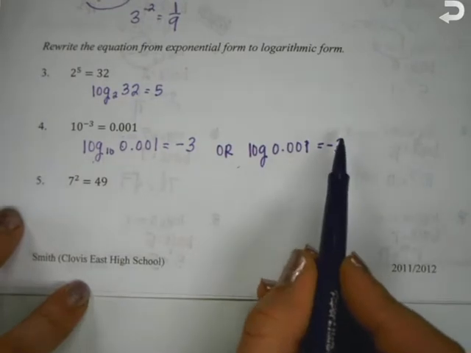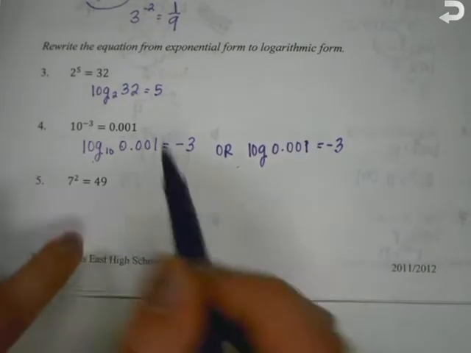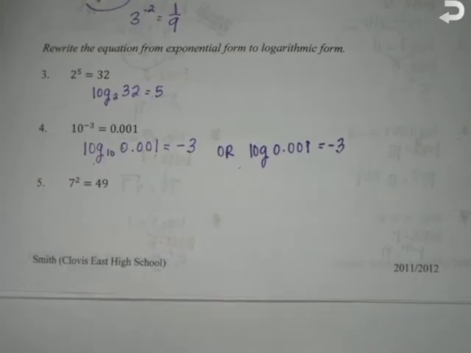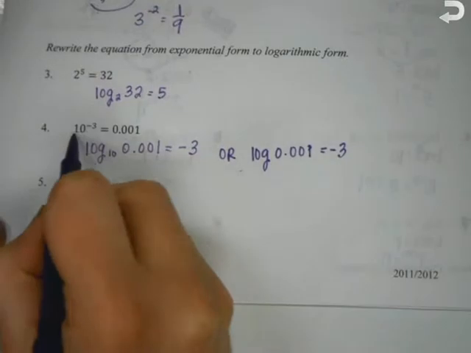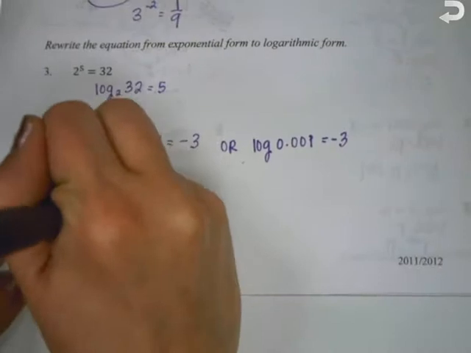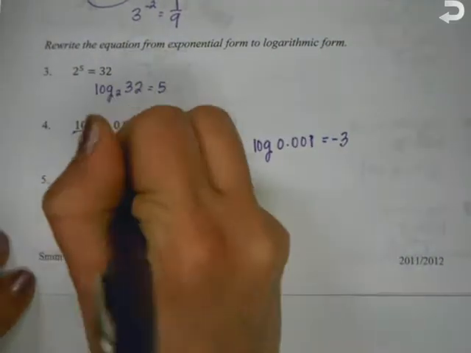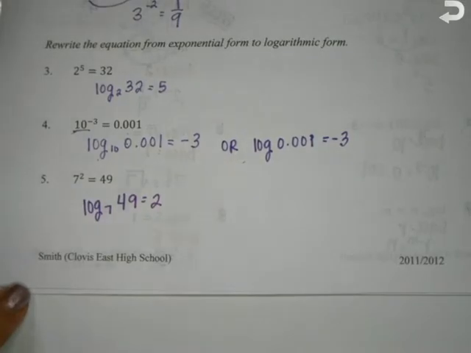Correct. Because our numbering system is in base 10, you know, we go 1, 2, 3, 4, 5, 6, 7, 8, 9, 10, and then we start over. Everything's in groups of 10. For logs, when we have a base of 10, we just don't have to write it. Yeah, but it's the same thing. Okay, so what would number 5 be? Log base 7 of 49 equals 2. Easy so far, right?